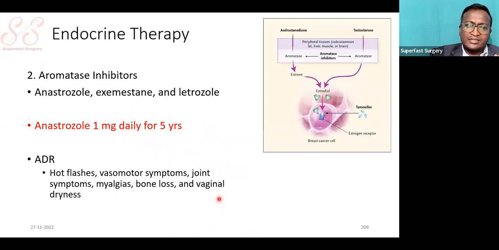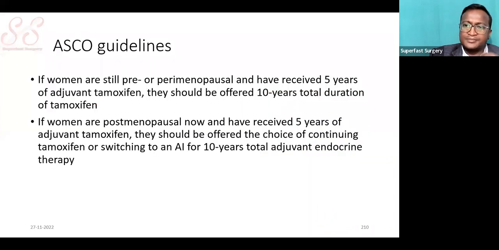The main disadvantages of both tamoxifen, the SERM, and the aromatase inhibitors are hot flushes, night sweats, and sexual dysfunction, that is, vaginal dryness. So how do they act? You can see in this picture that the aromatase inhibitors block the conversion of androstenedione and testosterone to estrogen, and then there will be an anti-estrogenic effect.